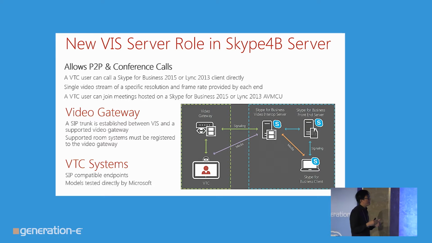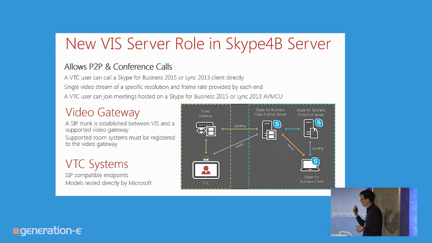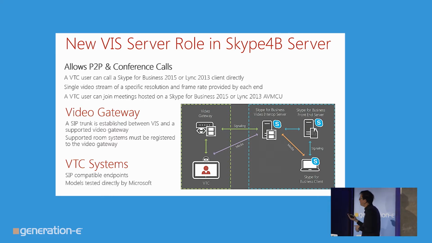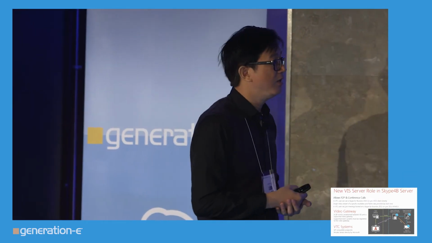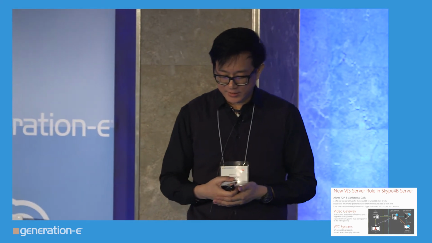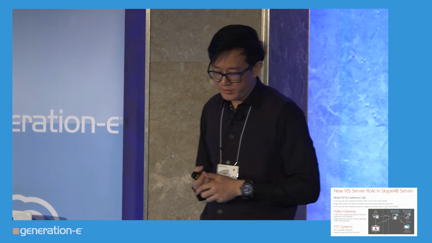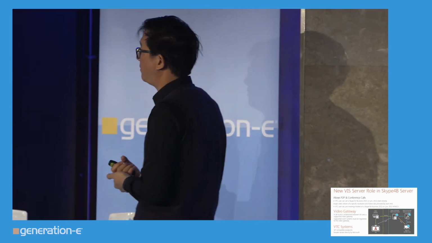It can also join a Lync conference call, and it does this by calling the conferencing auto attendant number and then entering the conference ID. And then the system will join the VTC into the AVMCU call. What it does provide is just a single stream at a specific resolution and frame rate from the VTC into the Skype for Business call.